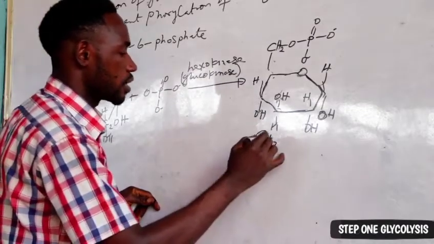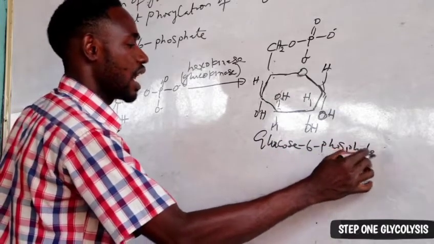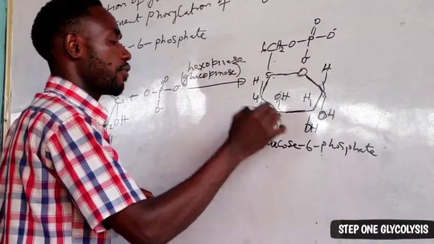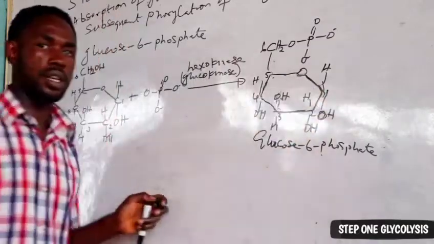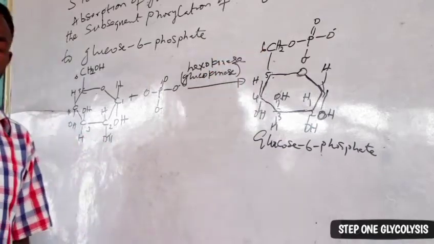That is the name of this now, glucose 6-phosphate. That's just a glucose that has a phosphate group at carbon number 6. This is 5, 4, 3, 2, and 1. A glucose that has a phosphate group at carbon number 6 means glucose 6-phosphate.